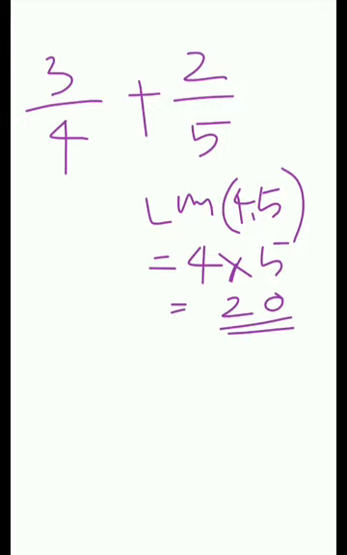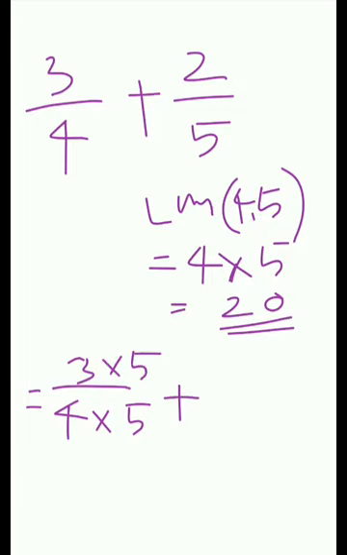So, take the first fraction, that is 3 by 4. Now, in the denominator we have 4. Which number should we multiply with 4 to make it 20? 5. Because 4 into 5 is 20. And we will multiply the same number with the numerator also.